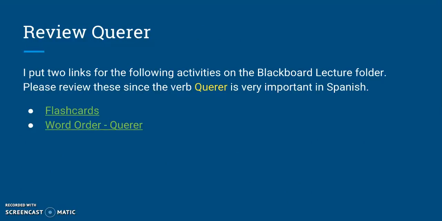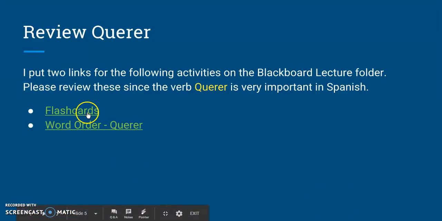Okay, so if you saw the documents in the folder, I put two things. I put flashcards from Quizlet, and these flashcards basically have the verb querer in conjugation, like yo quiero, tú quieres. And this is just a way for you to really pick up this verb and learn it by heart, because this is going to be very important.